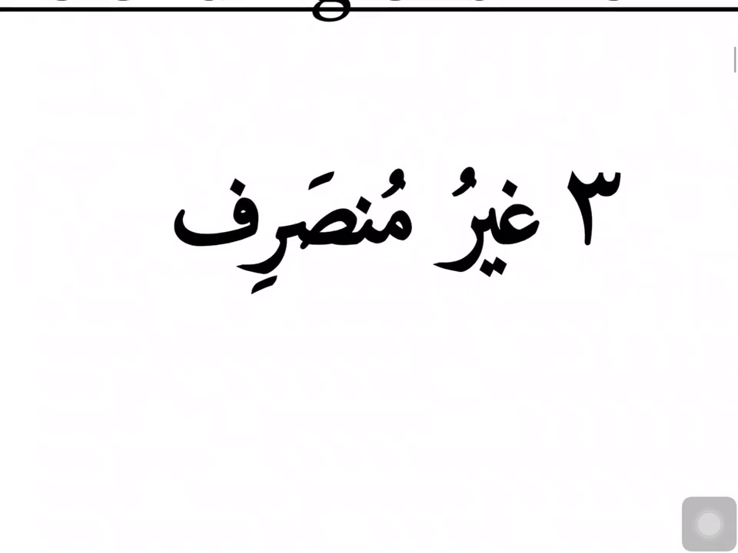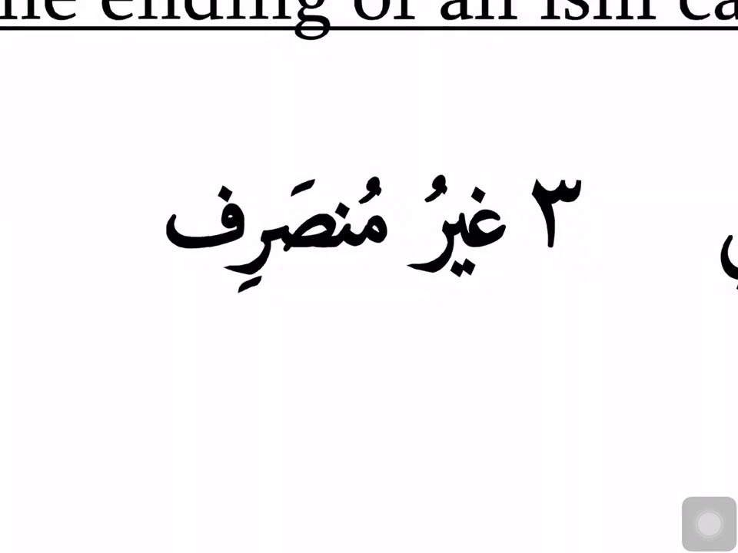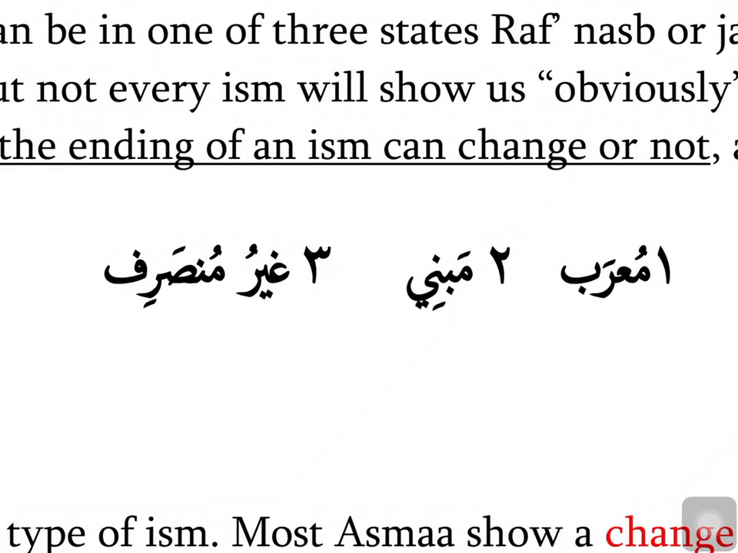And then there is a third type of ism, ghayru munsarif. And there is another term used for these asma, mamnu' min as-sarf, forbidden from changing. This ism is partially flexible. In some instances, it will give me a clue of its status, and in other instances, it will give me no clue what its status is. So again, this isn't a property of ism, it's a reflection of the status property of ism.